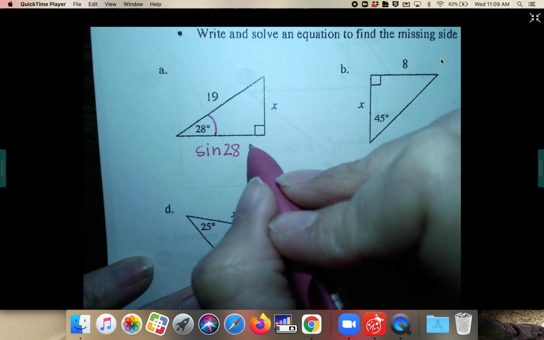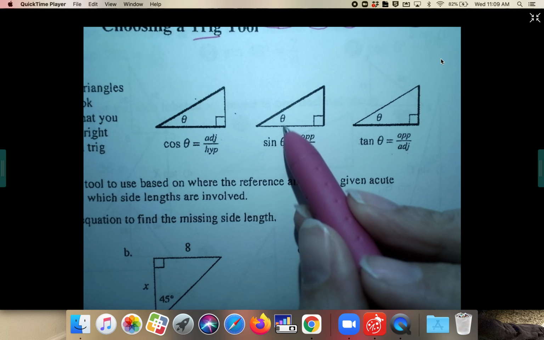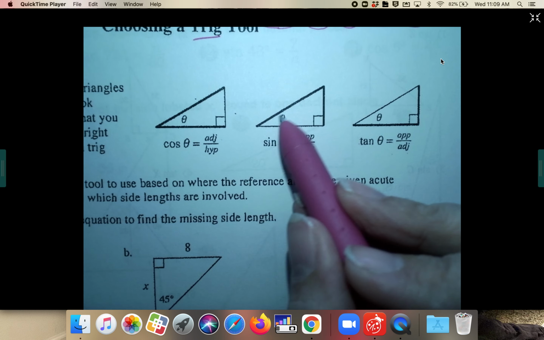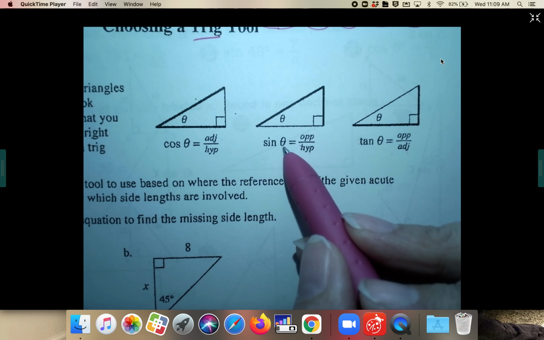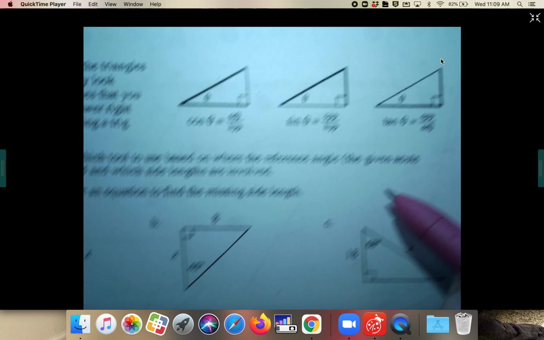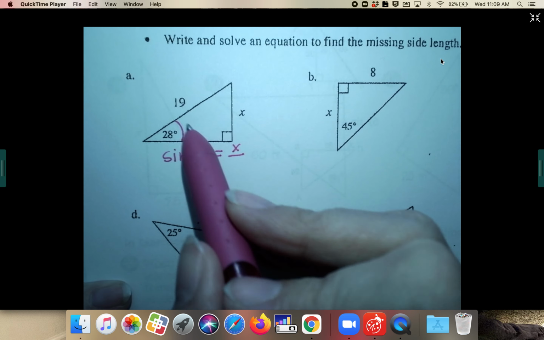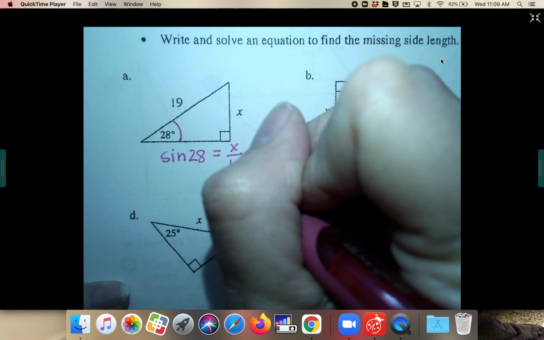So sine 28 equals, and that's what this little theta symbol means. You're going to put the degree. See how the degree is in the corner of the angle we're using? So that's why we put the 28 degrees here. So sine 28 equals opposite over hypotenuse. So our opposite is x, and our hypotenuse is 19.